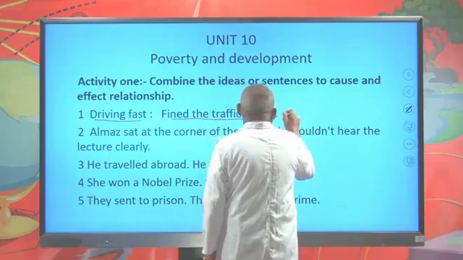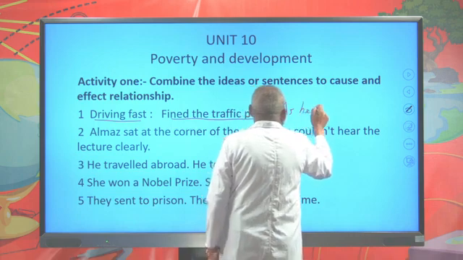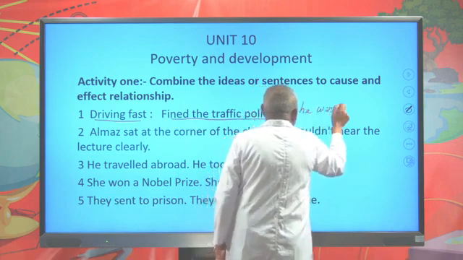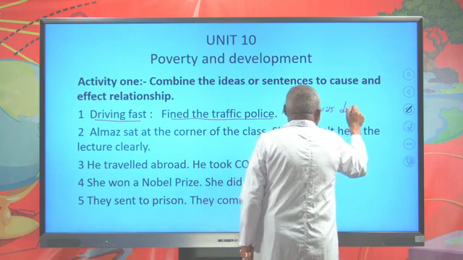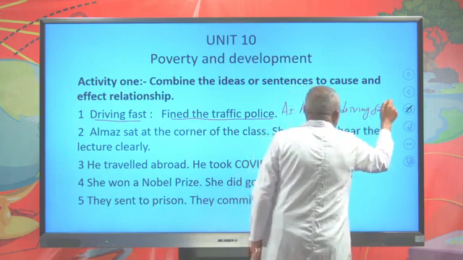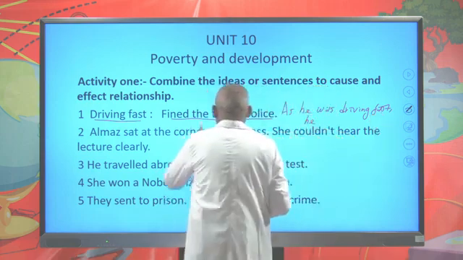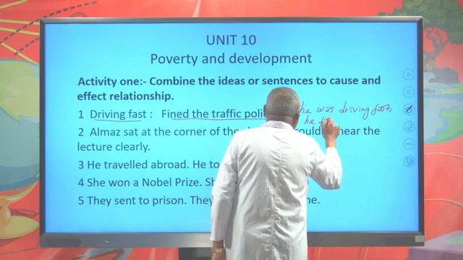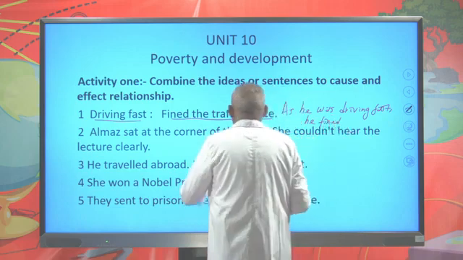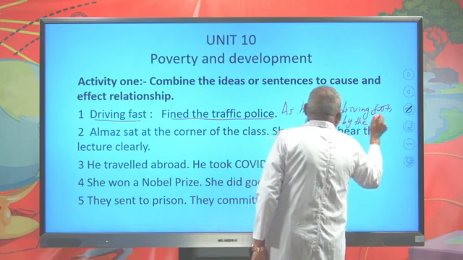If you like, you can write it like this: As he was driving fast, comma, he was fined by the traffic police.